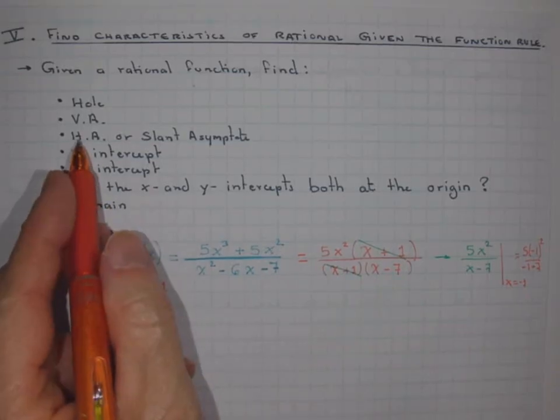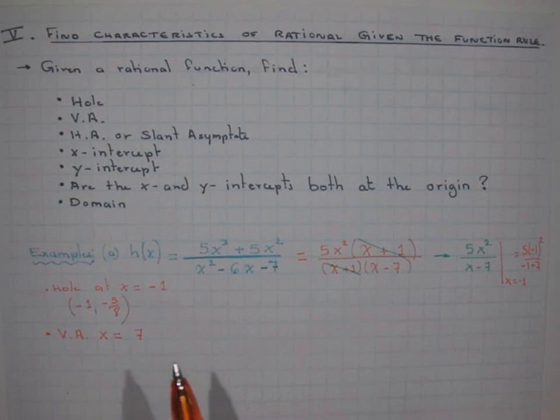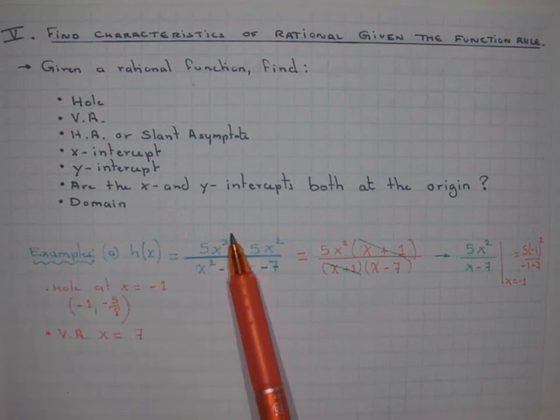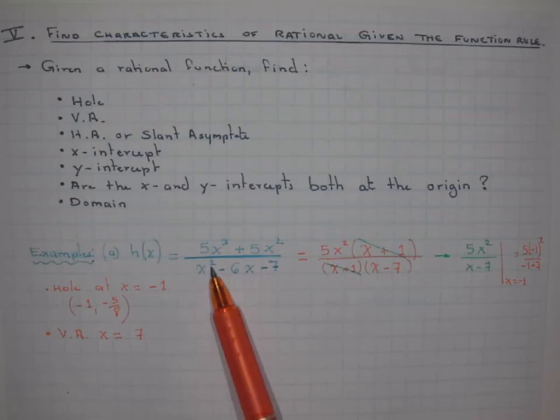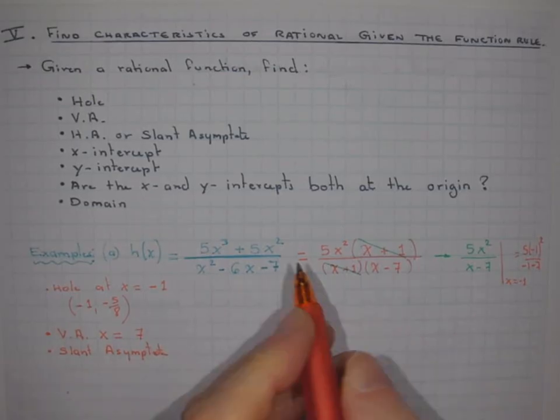The next thing I want is the horizontal or slant asymptote. So we have to decide what we are dealing with here. Look at your degree. The degree in the numerator is higher than the degree of the denominator by 1. So I know we have a slant asymptote. And how do we find it? We need to do a long division. Okay, so let's get busy.